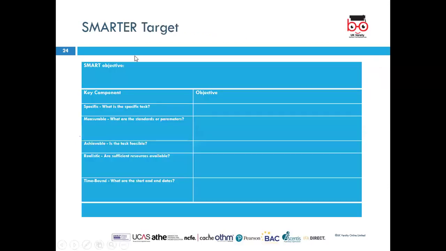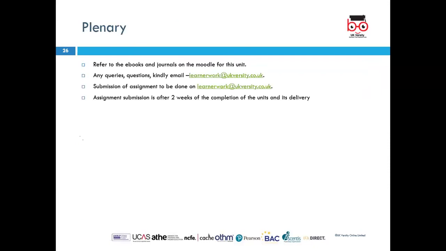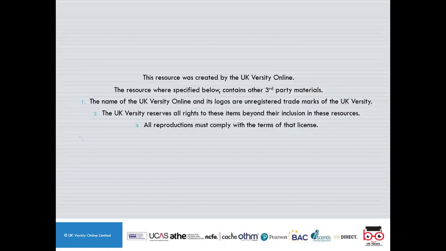Again, these SMART targets are very good if they're achieved. And you can always discuss what your objectives are according to these SMART targets. It's very helpful. These are the references if you want to have a look at them. That's it from my side. Any questions?